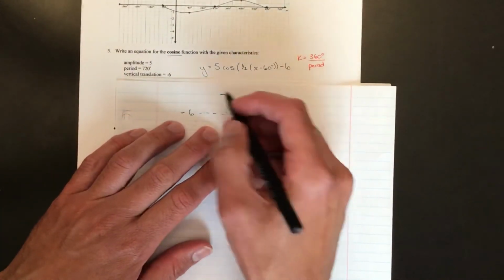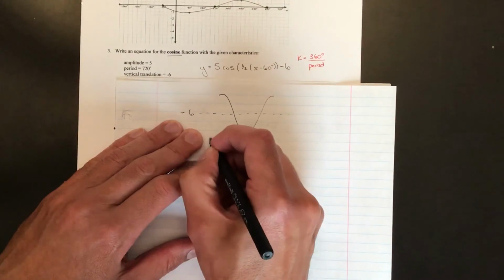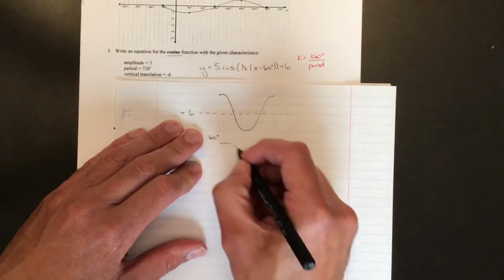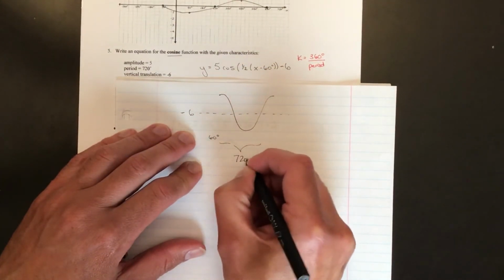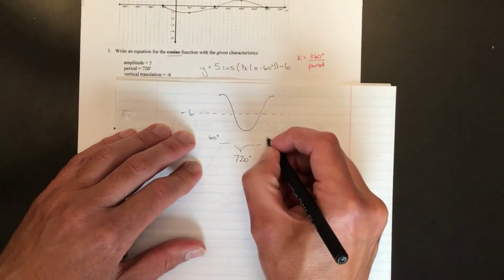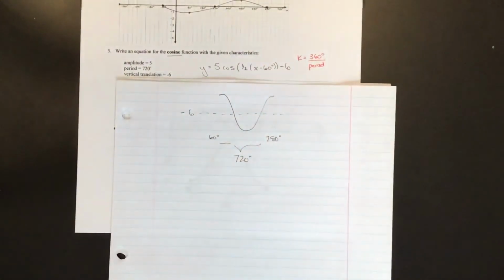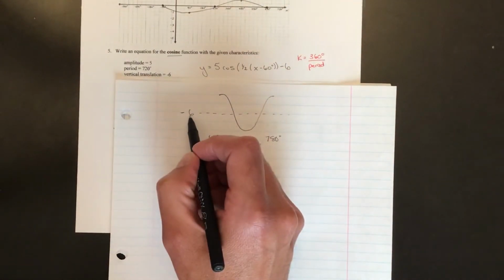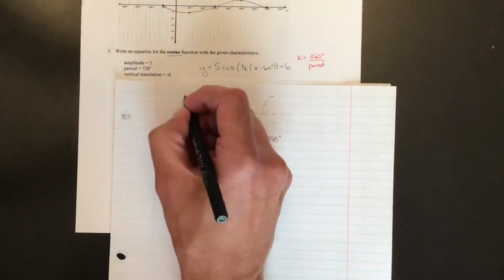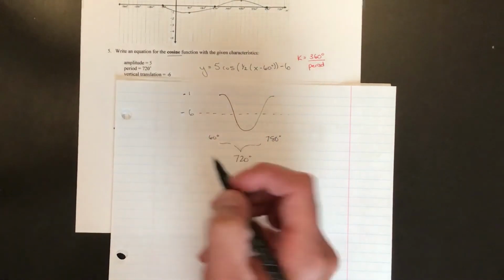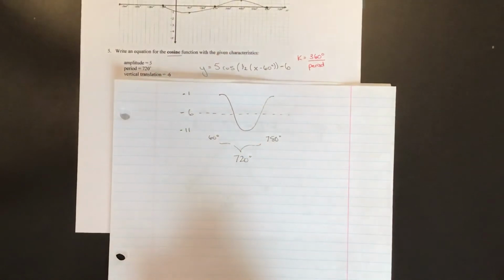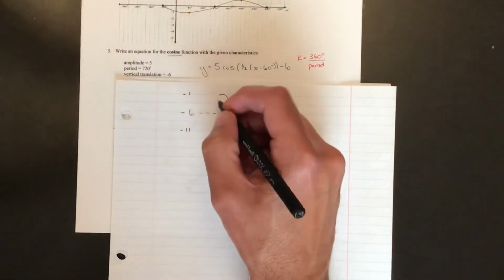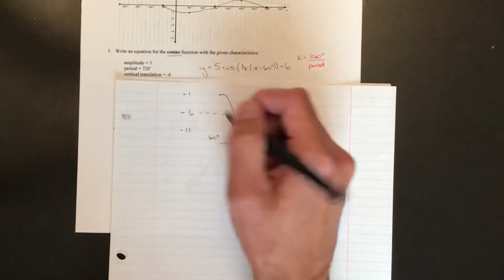Phase shift 60 degrees to the right. So this first dot is going to be a plus 60. Period is 720, which means I'm going to end at 780. Amplitude is 5. So from negative 6, I go up 5 to negative 1, and I go down 5 to negative 11. So my first point here is going to occur at 60 and negative 1.